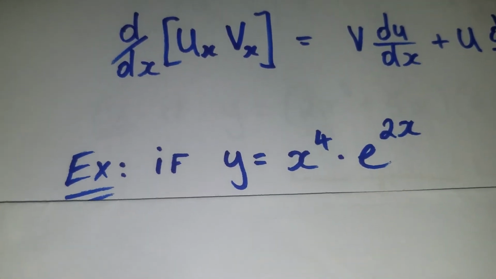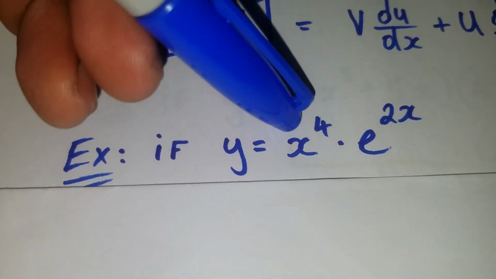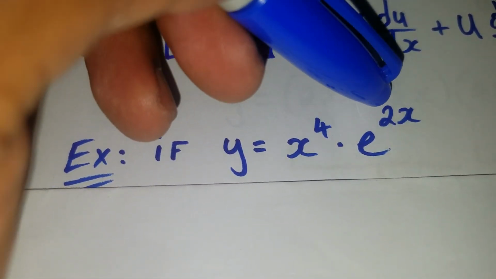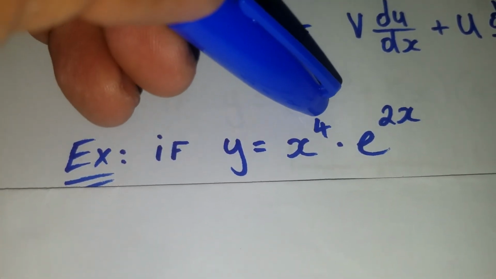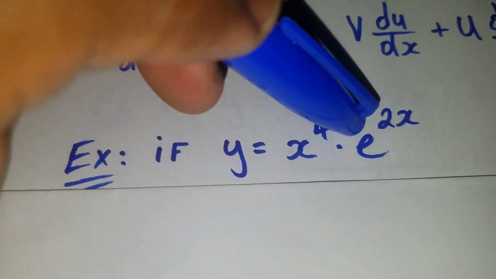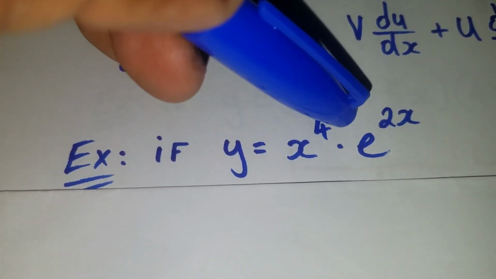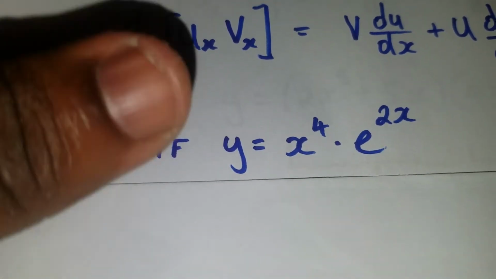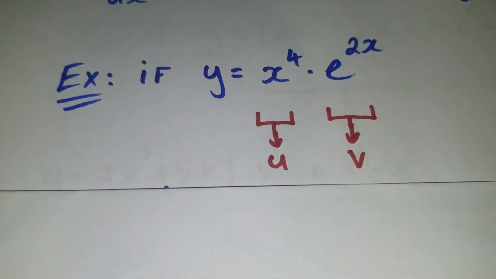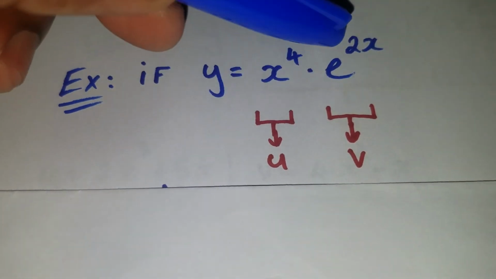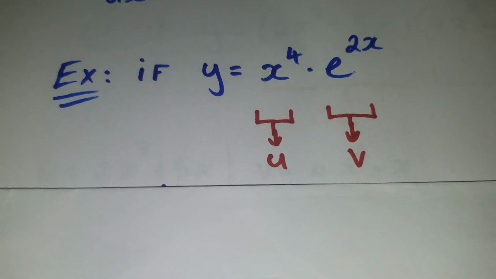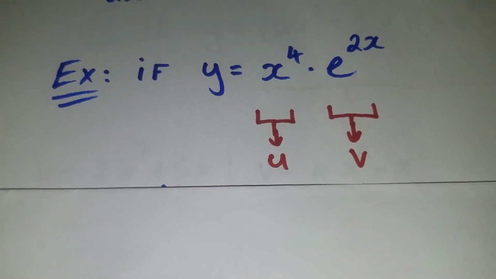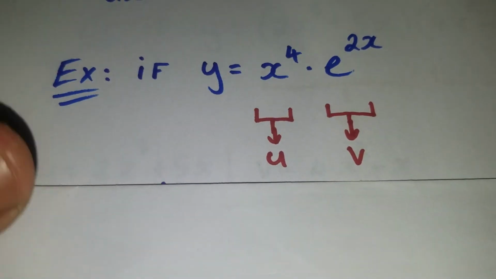Now in this case, it says if y is equal to x to the 4 multiplied by e to the 2x, we have a power rule and we have an exponent rule, but they're being multiplied. Both of them have variables of x. This is a perfect time for the product rule. So the first thing we will do, we will call one u and call one v. It matters not which one you call u or v, either one will work. Now we call this one u, we call this one v.